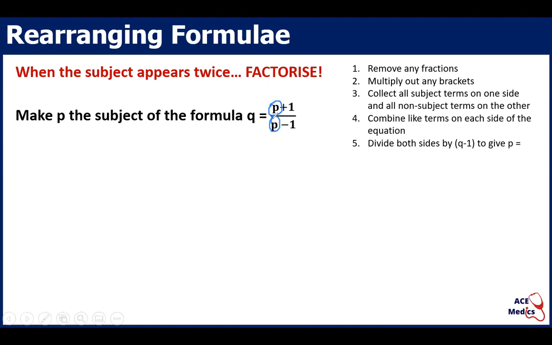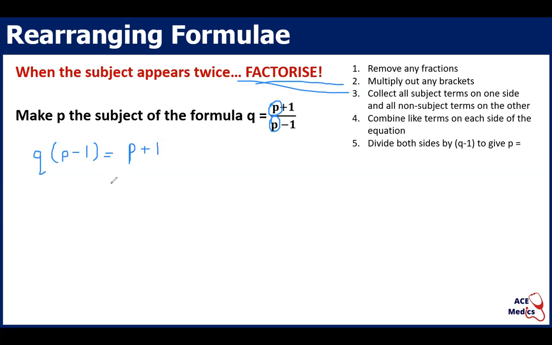Now, if something features twice, at some point we need to factorize. Okay, that is key. At some point, we need to put things in brackets. Sounds counterintuitive because we said always expand the brackets, but if they appear twice, we need to put them into brackets. So firstly, we need to multiply out the fraction, because remember, we don't want any fractions. So we're going to have Q brackets P minus 1 equals P plus 1.